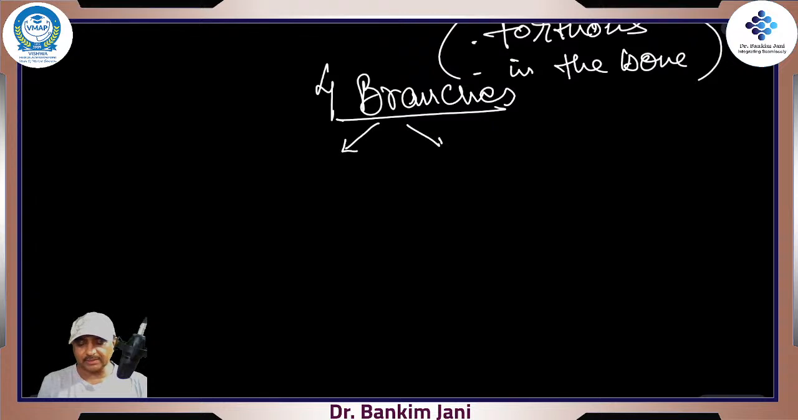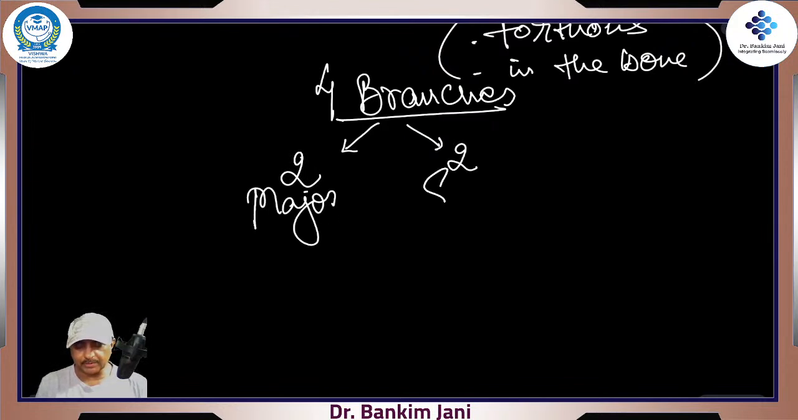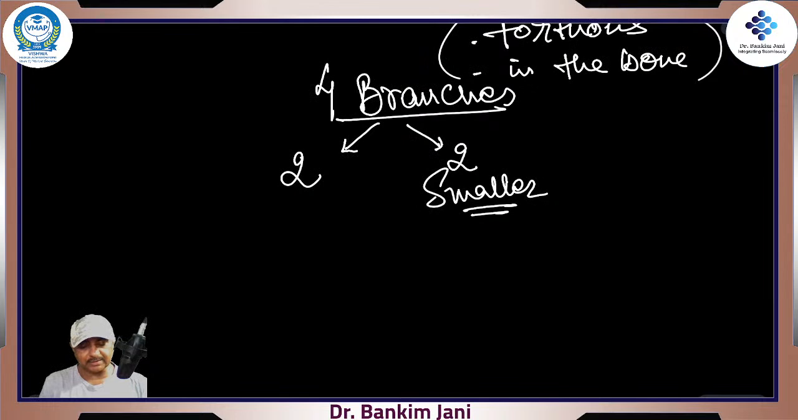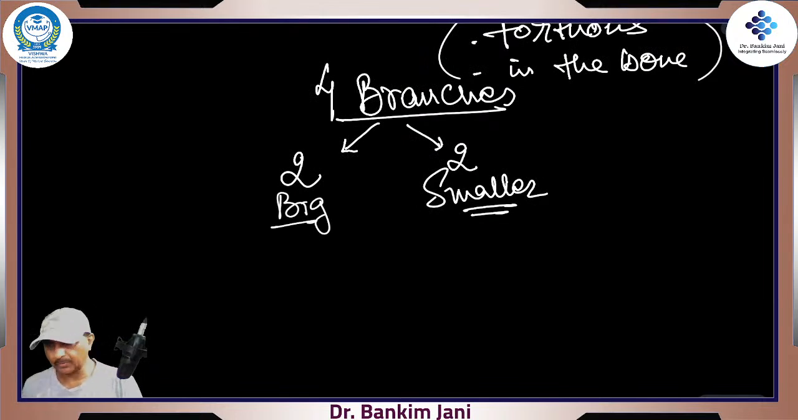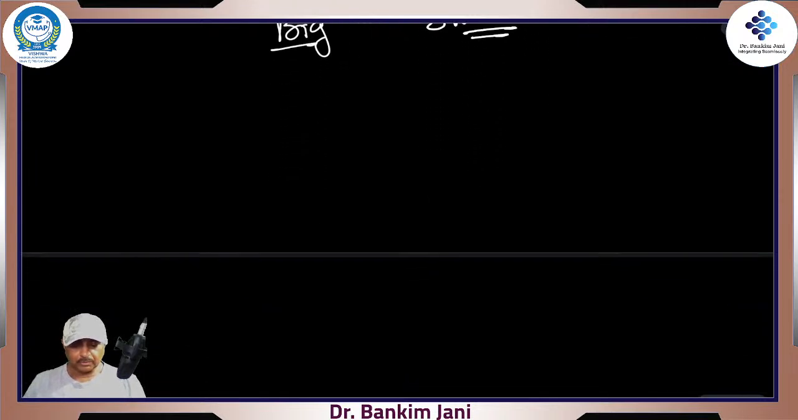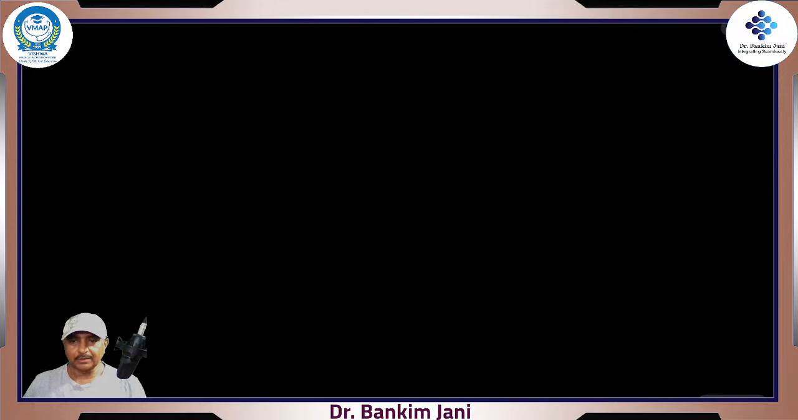But to make things easier, four branches, out of which two would be major and two would be smaller. I'm not saying that they are minor branches, they are very important. But instead of writing major, let's write it like two big branches and two small branches. So take the page and start drawing along with me.